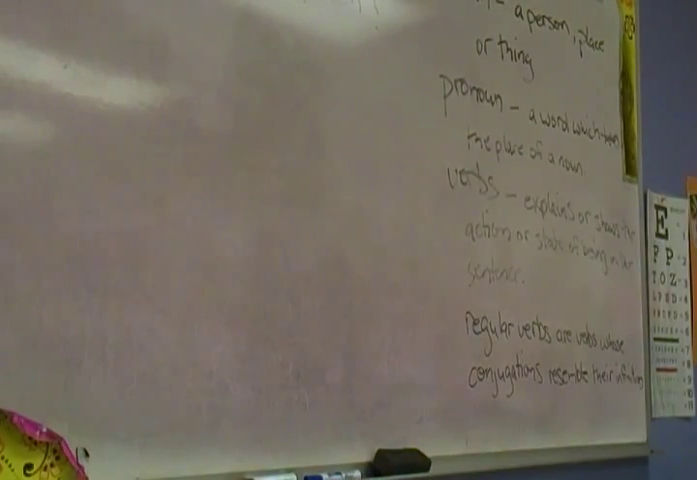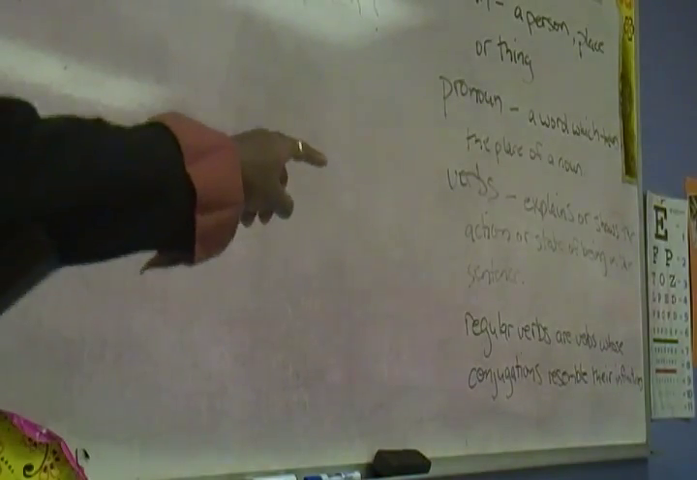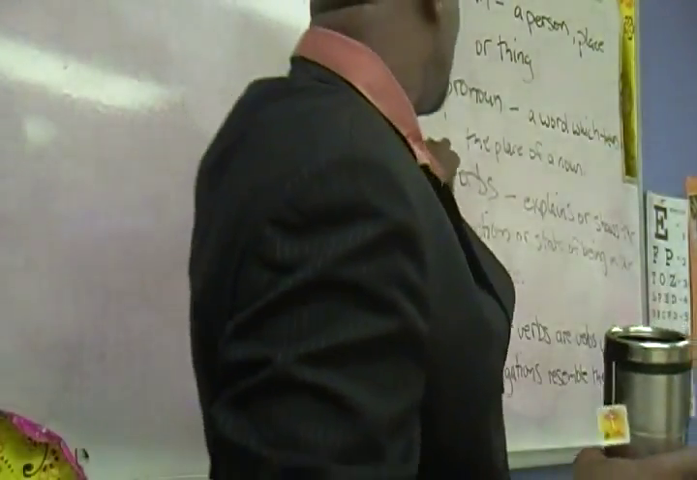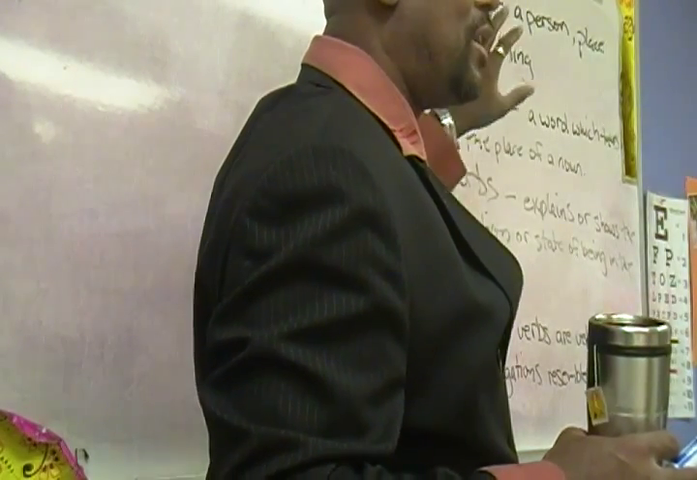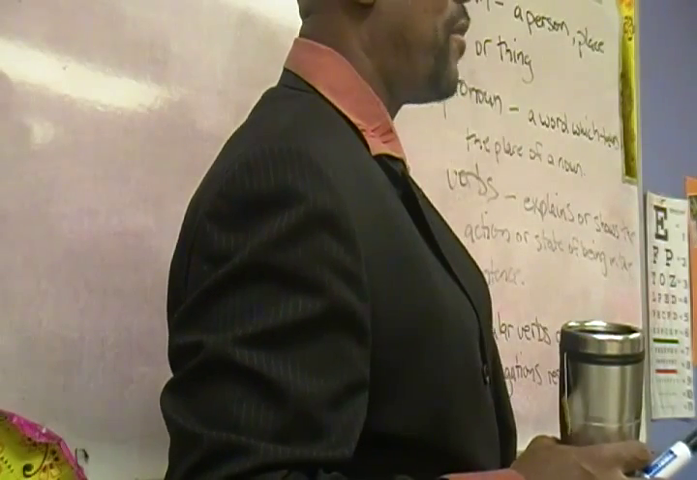So verbs and regular verbs are 2 of the 9. Say it again. Is verbs and regular verbs 2 of the 9? No, because with verbs, just like we did with the pronouns, we broke down the 3 different types of pronouns. So now we break it down into 2 different types of verbs.